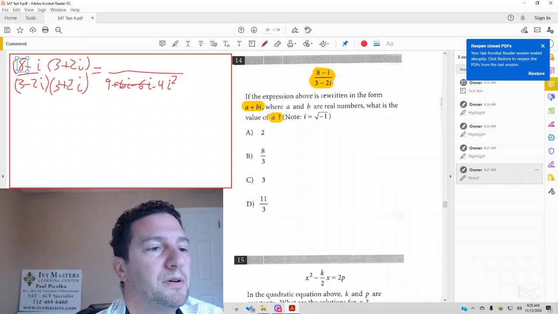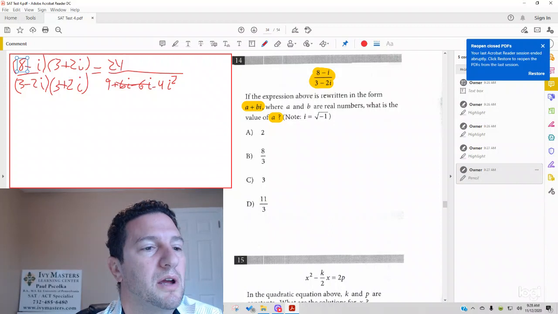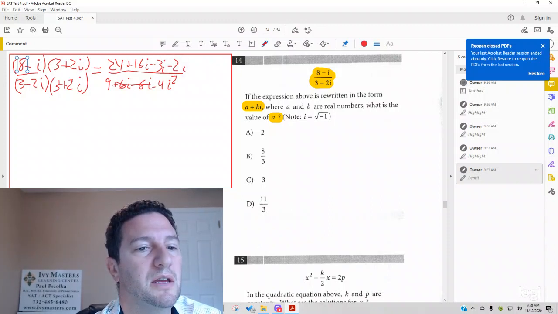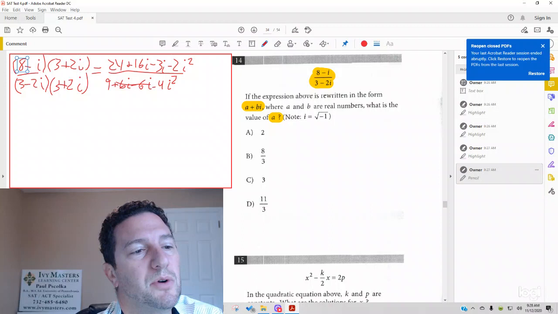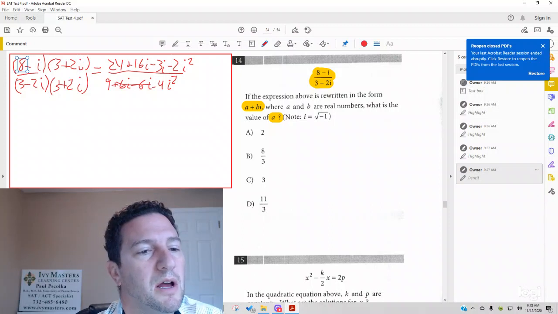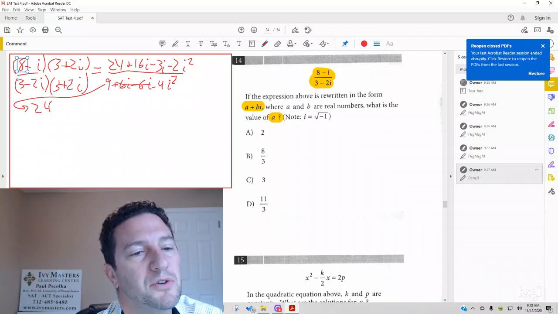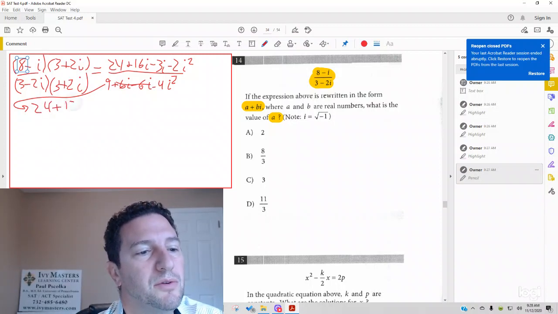Multiplying up top, you wind up with 24, outsides will give you plus 16i, insides will give you minus 3i, and your last terms will give you minus 2i squared. Keep in mind i squared is negative 1. That's what we're going to do in our next step. I'm going to rewrite the top of this over here, 24, and if you do your 16i minus 3i, you get 13i, and then that's minus 2, and then i squared, like we said, is negative 1. And the bottom, you get your 9, and it's minus 4, and again, i squared is negative 1.